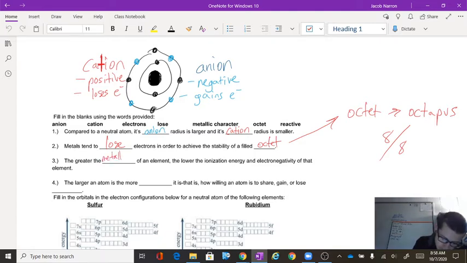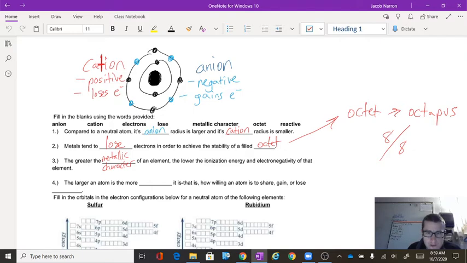Honestly, I would have preferred that this said atomic radius instead, because the bigger your atomic radius, the further the electrons are from the nucleus, and it's easier to pull them away because they're not as strongly attracted to the nucleus. So I would have rather said that, but whatever. Metallic character is an option. The larger the atom is, hey, there we go, the more blank it is.